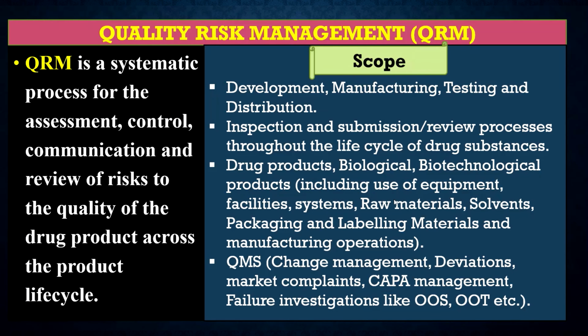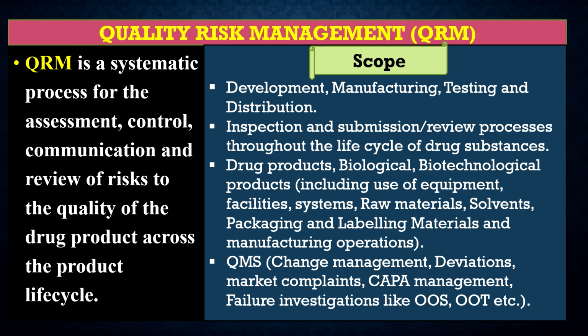And what is quality risk management? What is a QRM? A QRM is a systematic process for the assessment, control, communication, and review of the risks to the quality of the drug product across the product life cycle. That means QRM is a systematic, pre-planned, pre-defined, written procedure-based assessment.